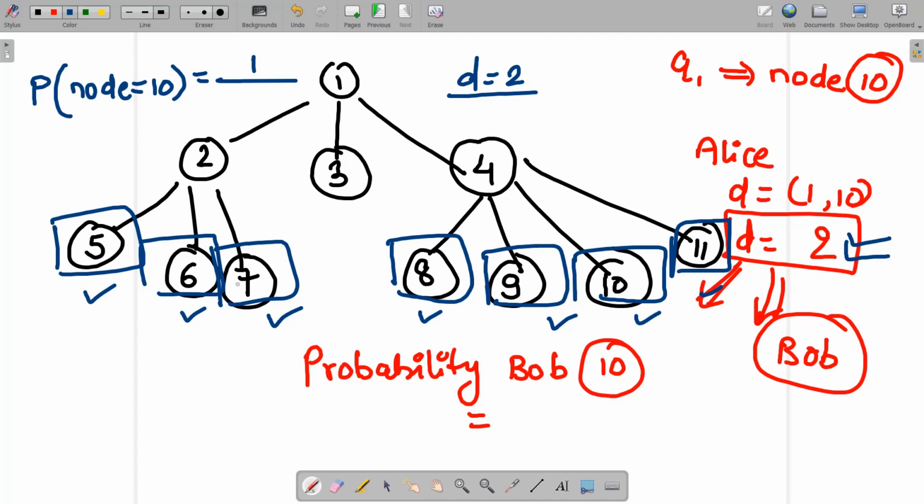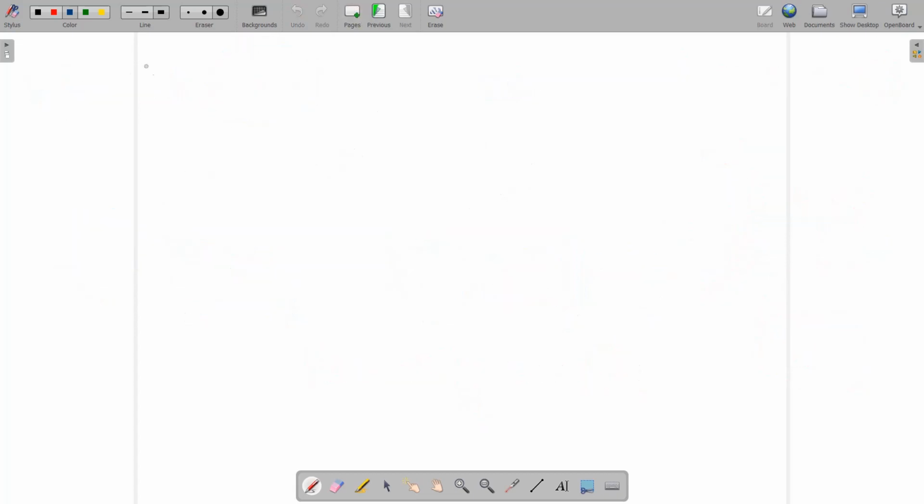And what are the total possible ways if you cover the distance d equal to 2 and you can reach a set of nodes? It would be 5, 6, 7, 8, 9, 10, 11. So there are 7 nodes, so the probability is going to be 1 by 7. Okay, so how do you generalize your answer to find the approach for this problem?